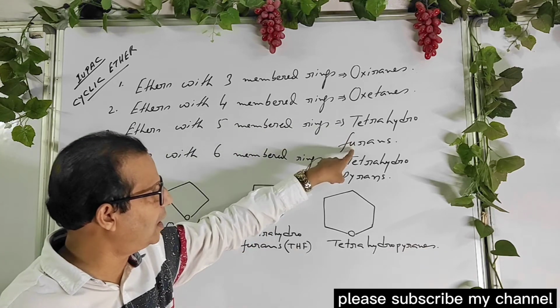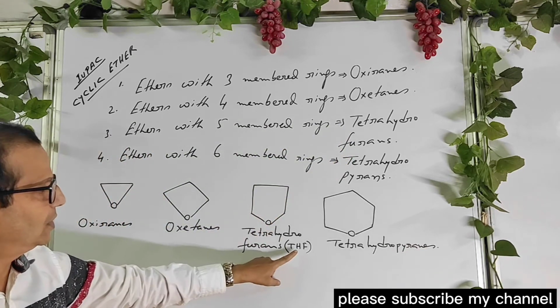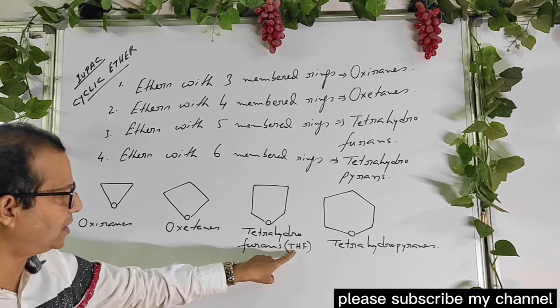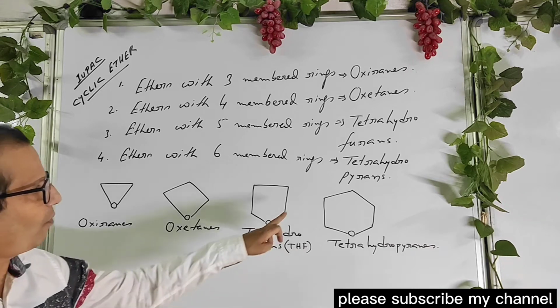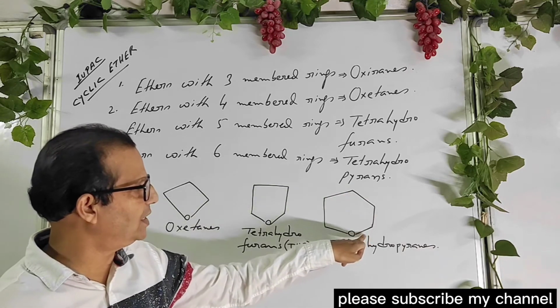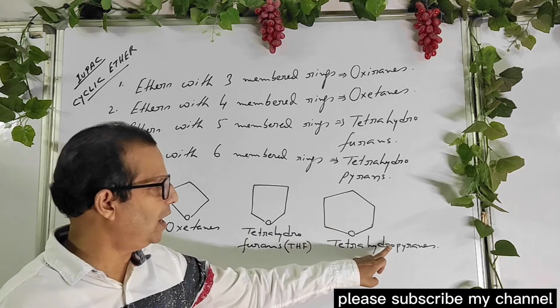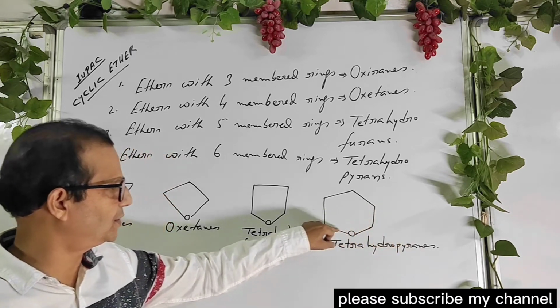Ethers with 5 membered rings are called tetrahydrofurans. This is used as solvent in organic reactions. Ethers with 6 membered rings are called tetrahydropyranes.